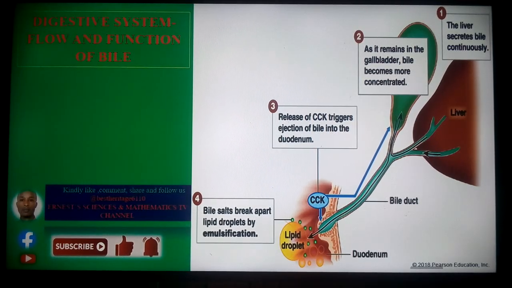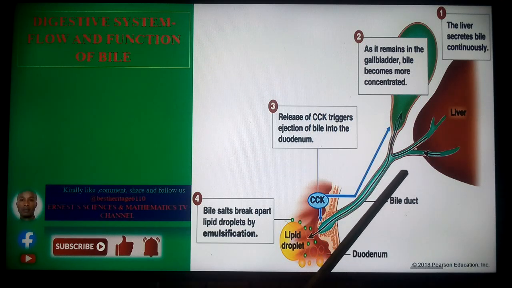Now, in this case, we're going to see that one of the major components of the small intestine, which we said is the duodenum. In this specific part, I'm going to show a link of the duodenum together with this specific part, which of course is going to be the bile coming from the gallbladder.